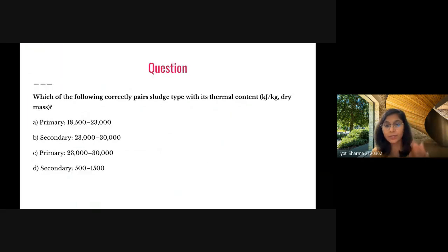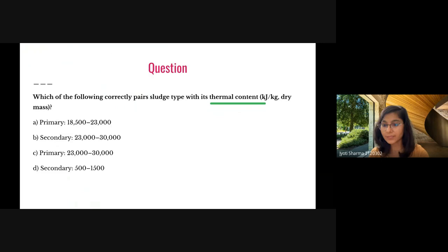Okay, in that table only, we also had the thermal content, because we will use that sludge to generate the electricity as well, to generate the heat. So we also need to know the thermal content of your sludge. So you have to tell me which pair is giving you the correct information. Primary 18,500 to 23,000, secondary 23,000 to 30,000, primary 23,000 to 30,000, secondary 500 to 1,500.